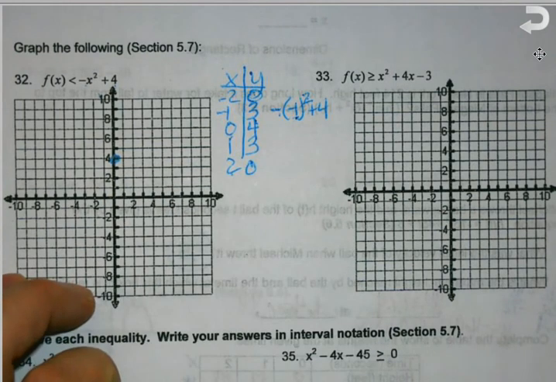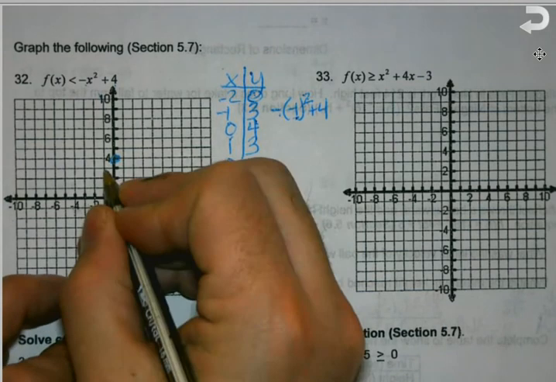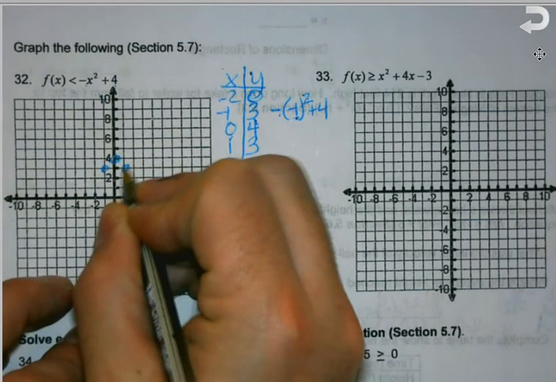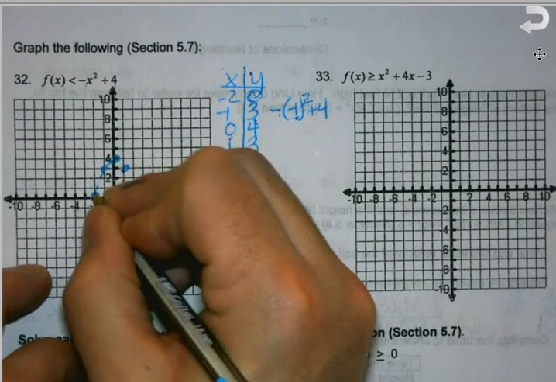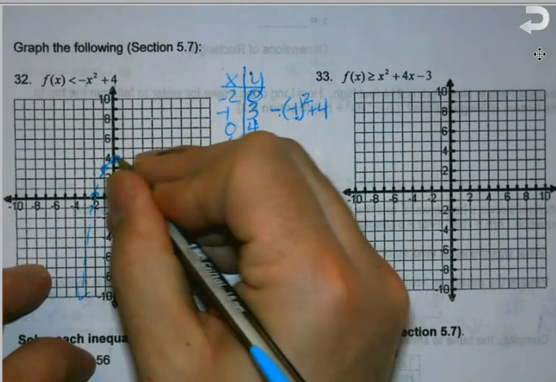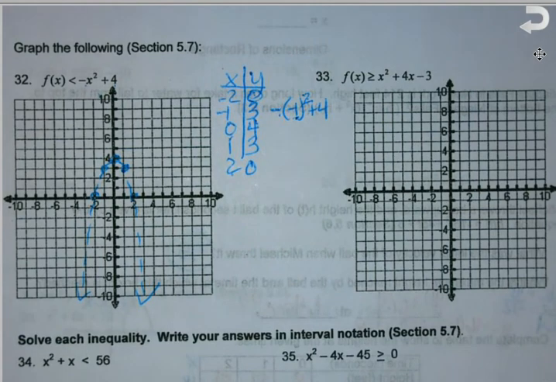Is this going to be a solid or dashed parabola? Dashed, because there's nowhere equal to. So, let me get my dots plotted here. So I've got my parabola working here.